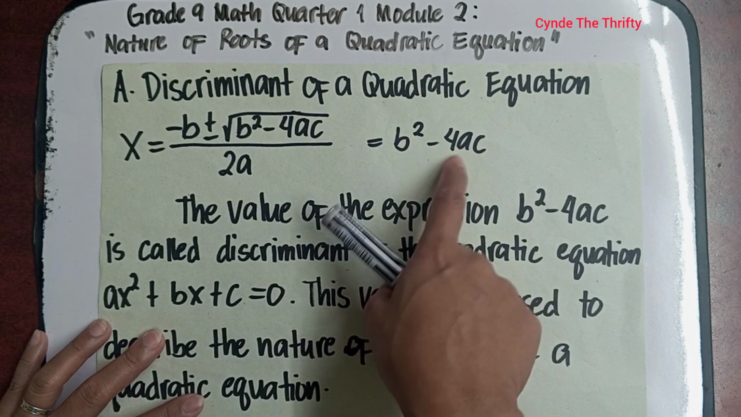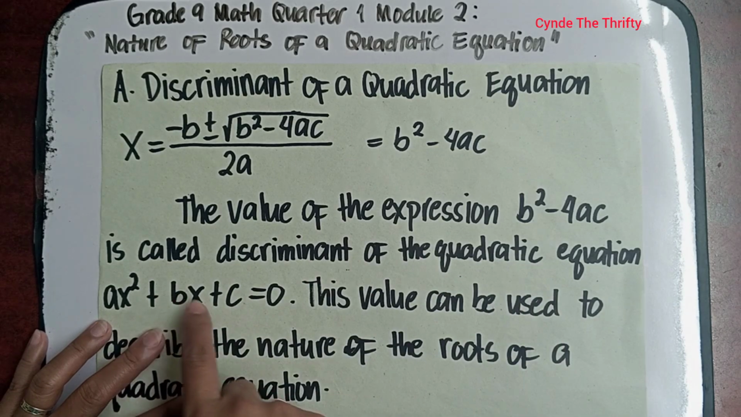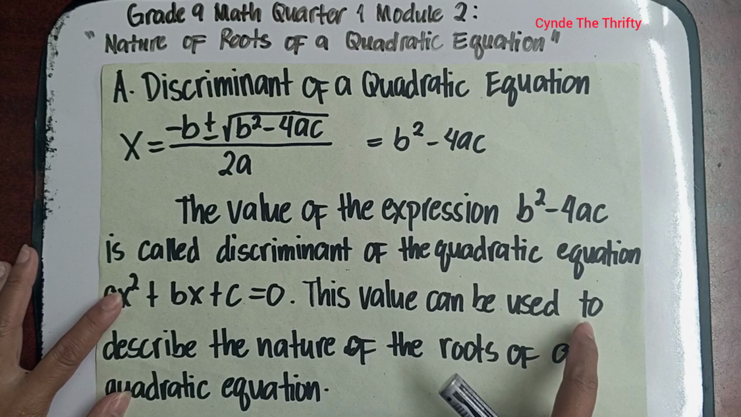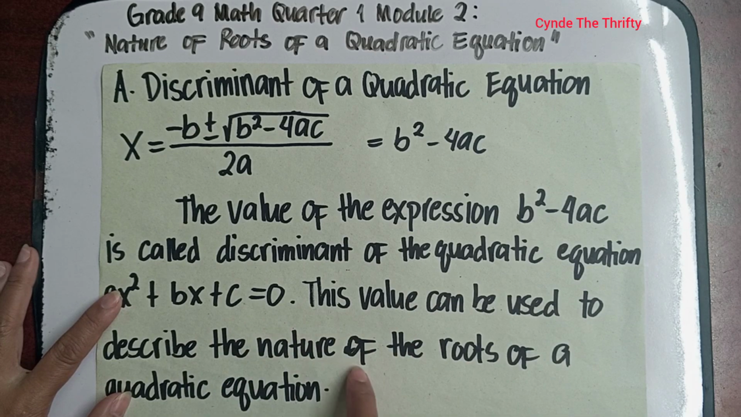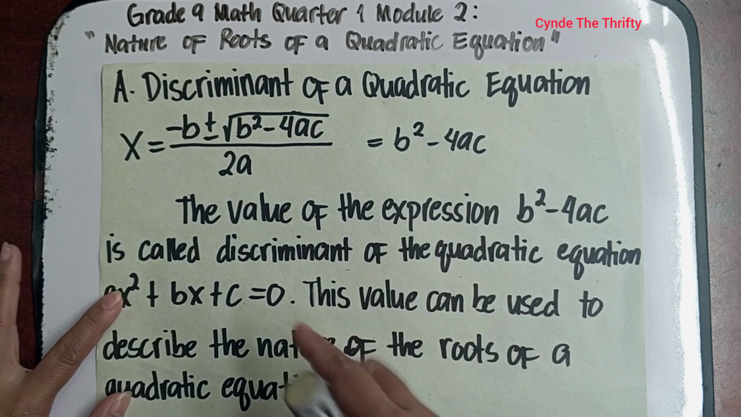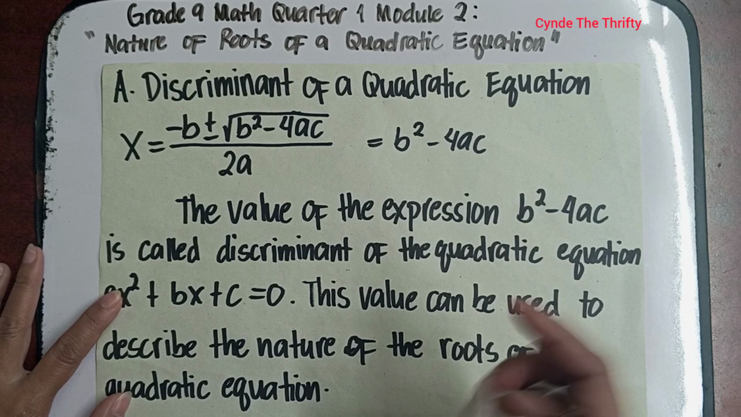Okay, so ito yung tinatawag nating discriminant of the quadratic equation ax squared plus bx plus c is equal to 0. So this value can be used to describe the nature of the roots of a quadratic equation. So ang value nito, ito yung ginagamit natin para ma-describe natin ang nature of roots ng ating quadratic equation.